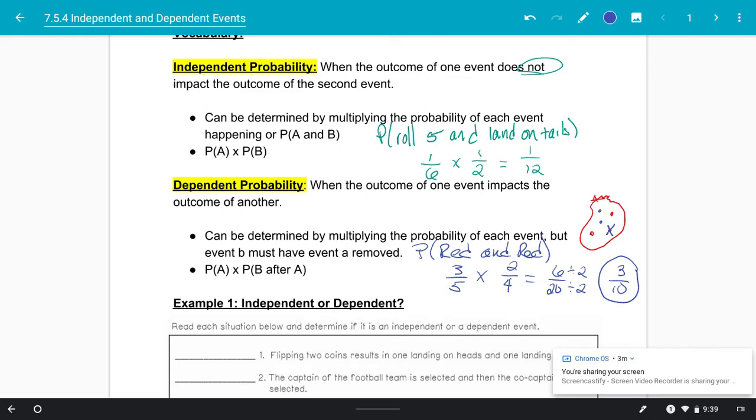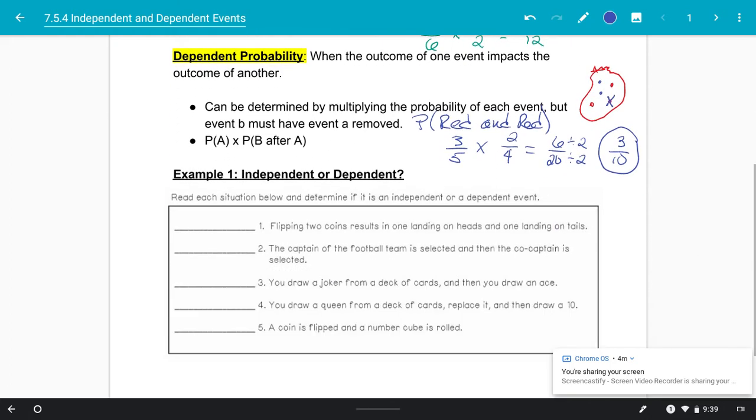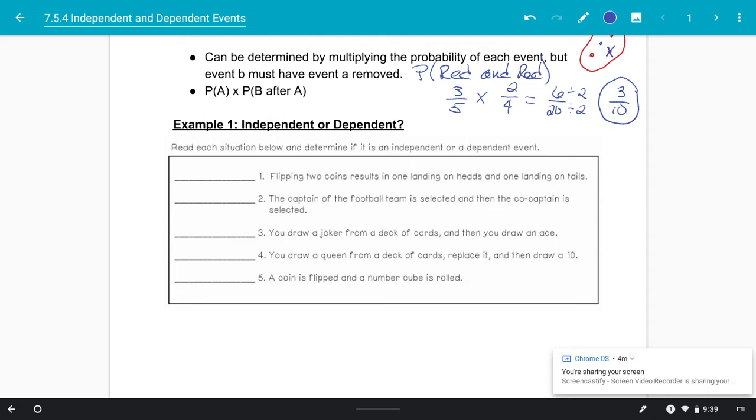So independent probability, they don't depend on each other, and we just multiply those two probabilities. Dependent probability, they do depend on the other, and so the outcome of the second event will depend on the outcome of the first event. First, we should make sure we understand how to determine if something is independent or dependent, because that's going to change how we calculate our probabilities. We're going to read each situation below and determine if it is an independent or a dependent event.